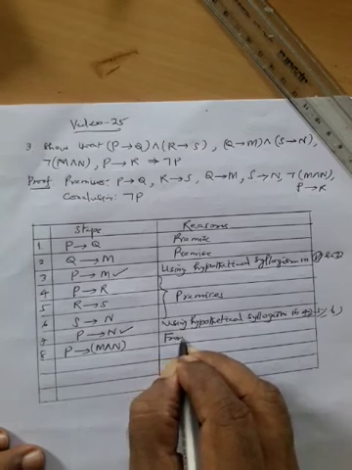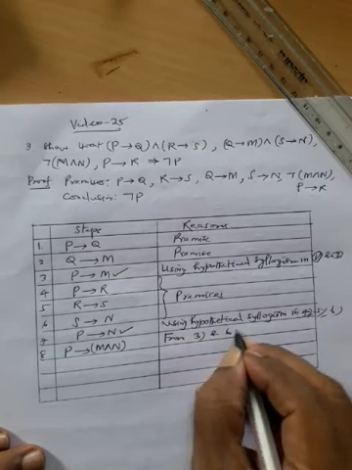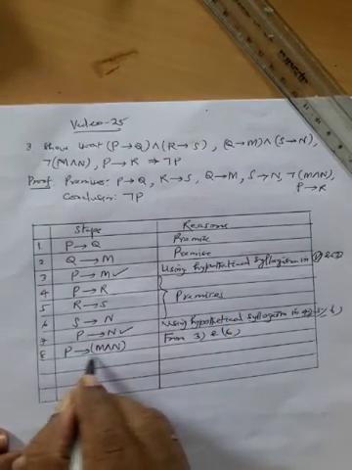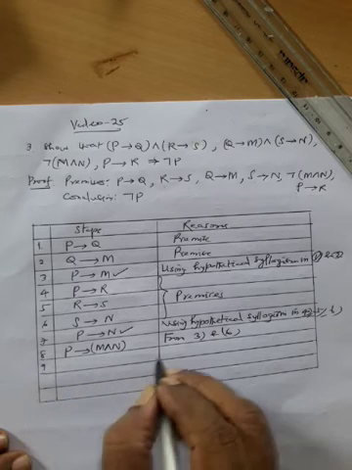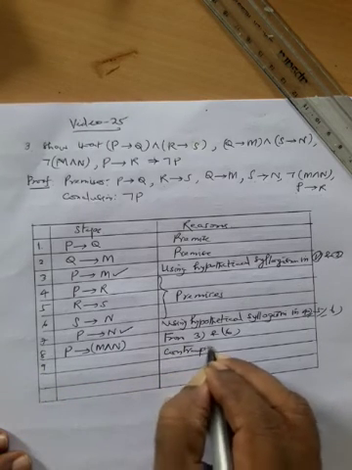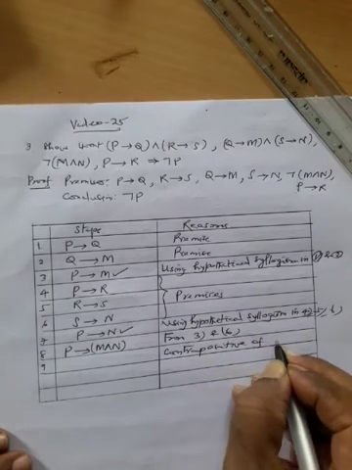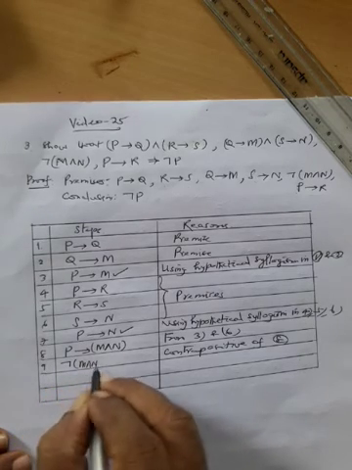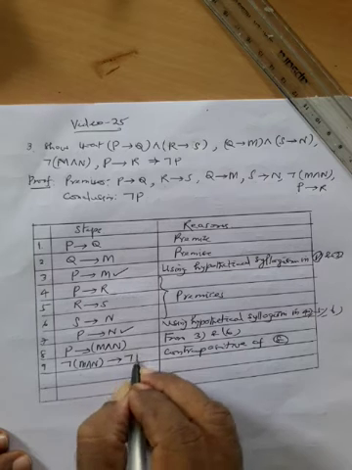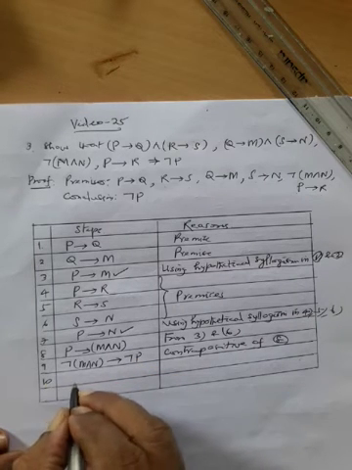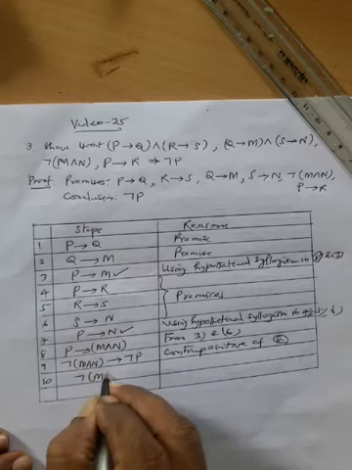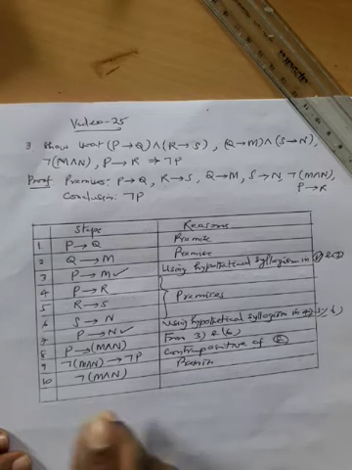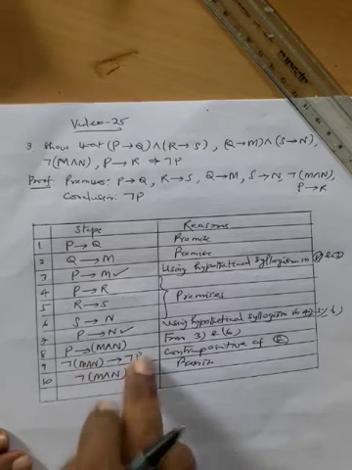So from 3 and 6, and here you have negation of M and N. So let us take the contrapositive of this one, contrapositive of 8. Contrapositive of 8, that is negation M and N, then negation P. So now premise, negation M and N. So this is premise. So you have negation M and N. This implies negation P.